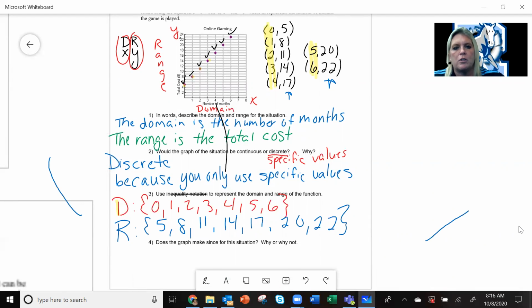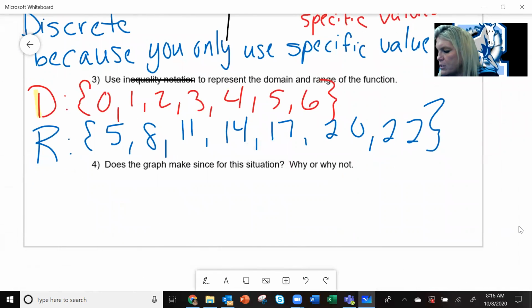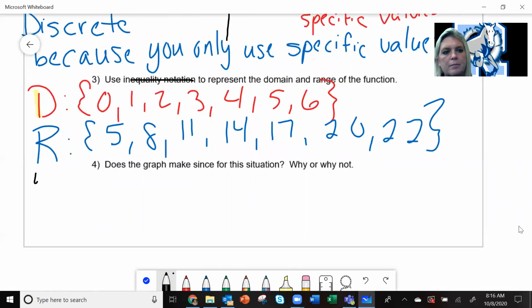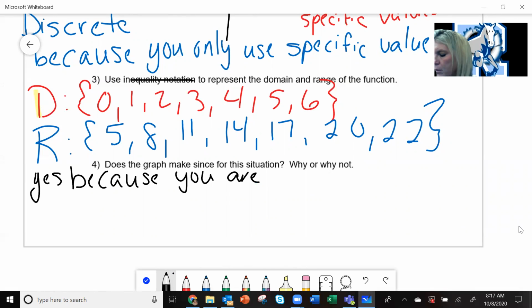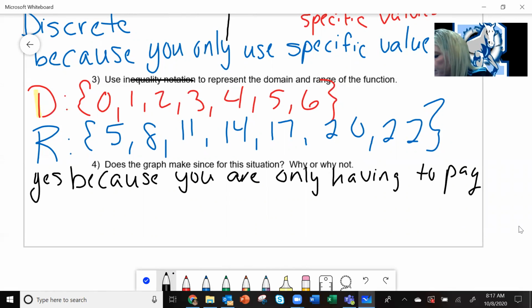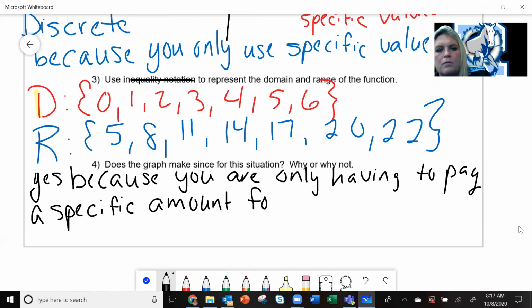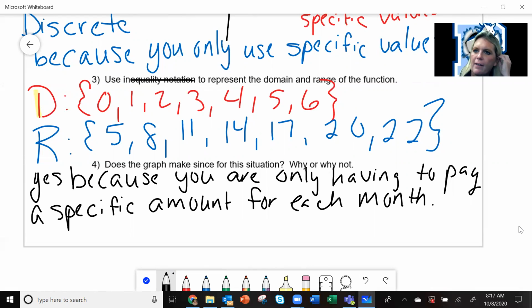So in this case, I keep making marks on here. When it says, does this graph make sense? Your answer is going to be yes, because you are only having to pay a specific amount for each month. You won't pay a half a cent for part of a month or a third of a month or anything like that.